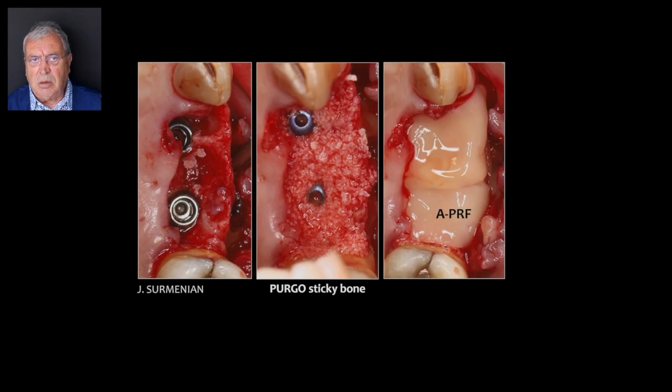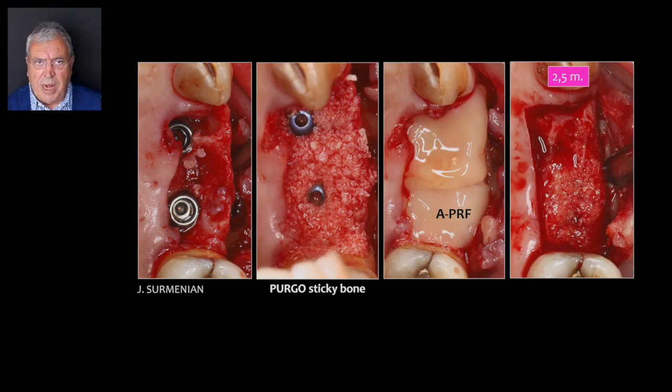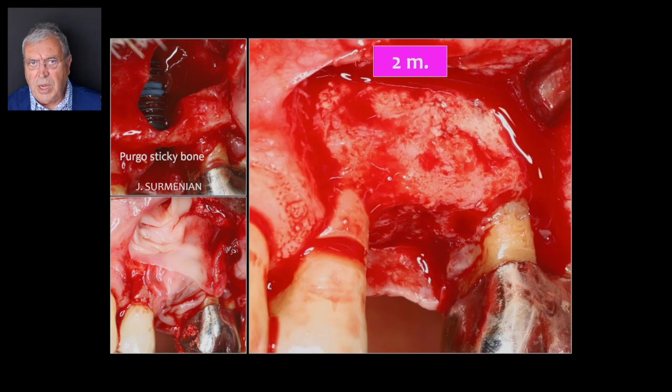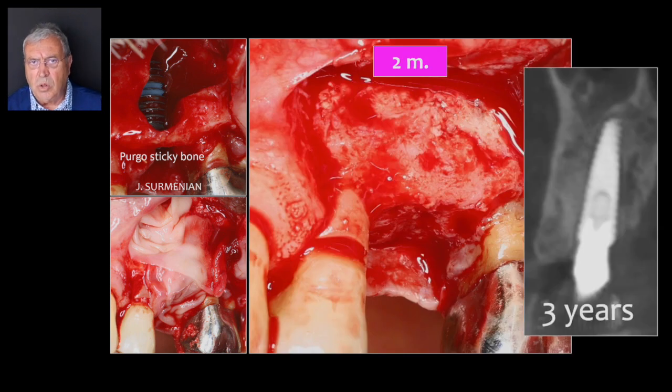This is a socket management with bone and the whole protocol without collagen, just pure PRF. And after 2 months and a half, the bone is very good. There is no granule visible, but 2 months and a half is too much for me. Can we do it in 2? The answer is yes. We can meet good bone formation after only 2 months.